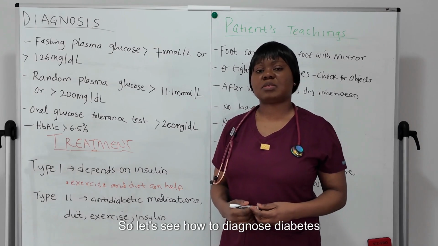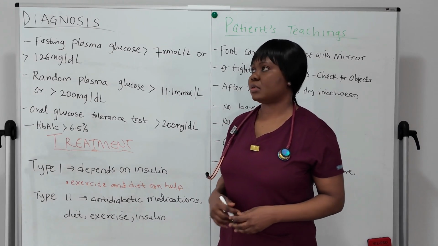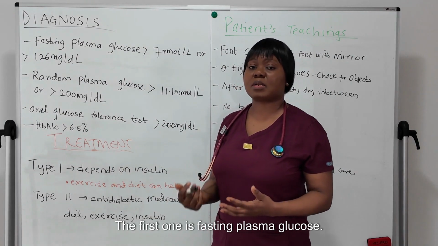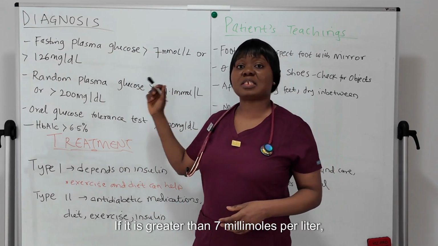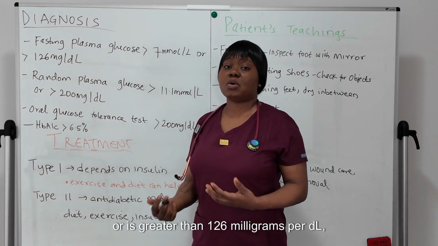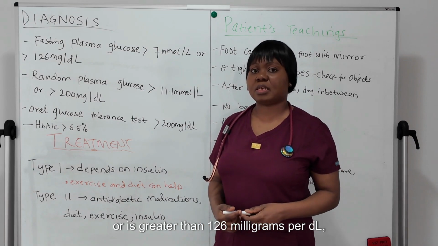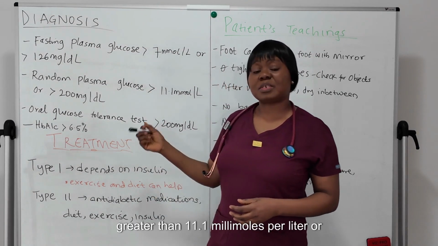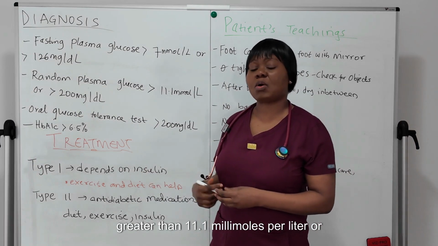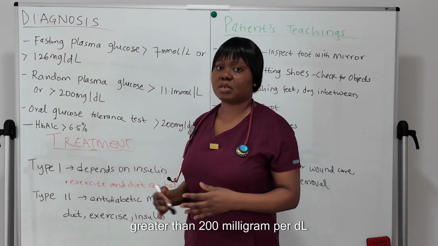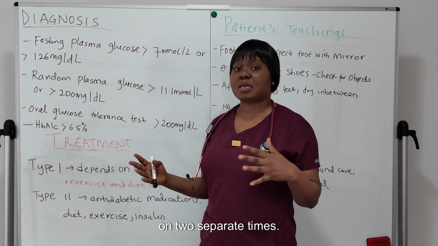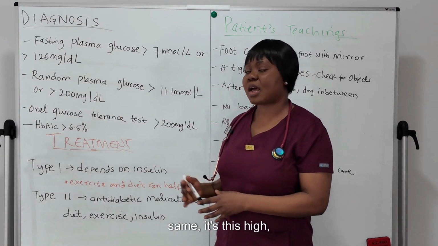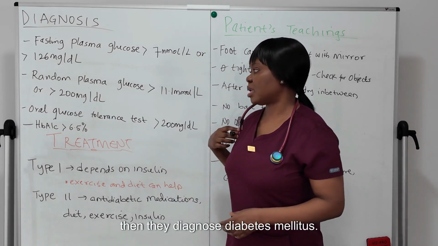So let's see how to diagnose diabetes mellitus. They basically use blood tests. The first one is fasting plasma glucose. If it is greater than 7 millimole per liter, or greater than 126 milligram per dl, or a random plasma glucose greater than 11.1 millimole per liter or greater than 200 milligram per dl, on two separate times. So they don't just conclude with one test. If they do it two times and it's this high both times, then they diagnose diabetes mellitus.